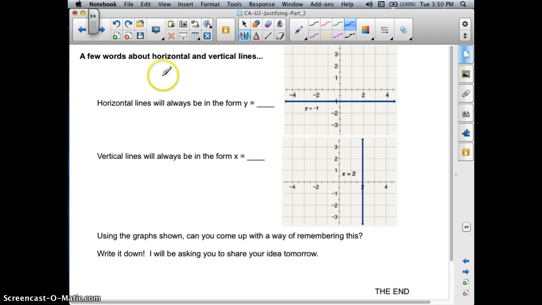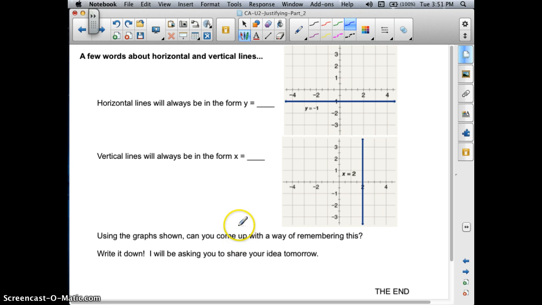We're going to skip this one and briefly talk about horizontal and vertical lines. Horizontal lines will always be in the form y equals some number, like the picture shown here. A horizontal line goes across like the horizon, and this one is y equals -1. Vertical lines will always be in the form x equals some number, and this is a vertical line, and it has the equation x equals 2. Notice there's only one variable, one letter, for a horizontal or a vertical line.